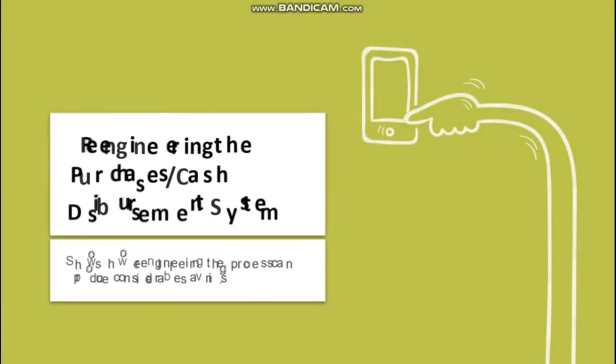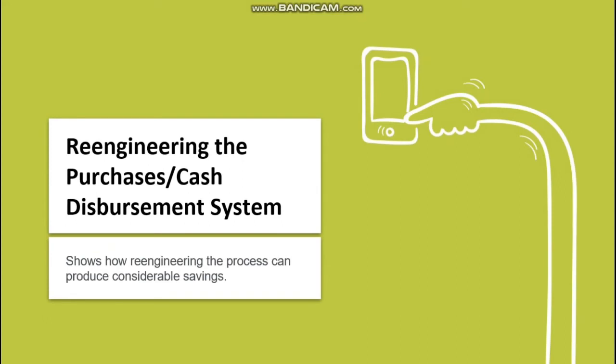The next alternative information technology is re-engineering the purchases or cash disbursement system. What I discussed earlier is known as the automated system, which simply replicates many of the procedures in a manual system. However, it tends to be labor-intensive and costly. To produce considerable savings, re-engineering is used, and here's an example.